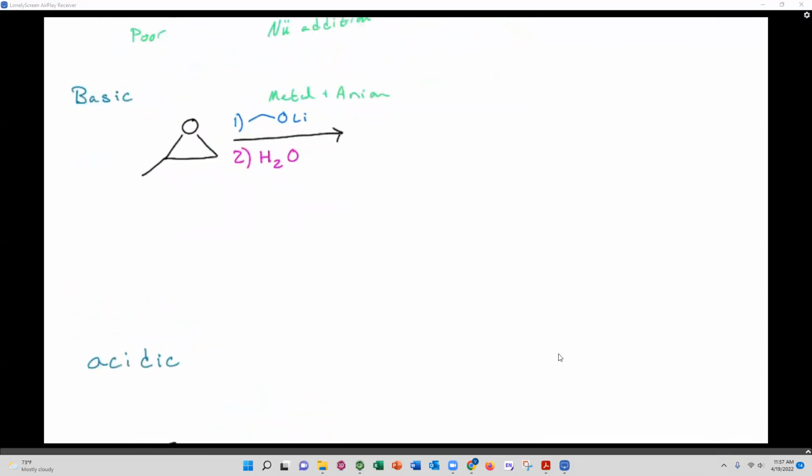Now, this is kind of new to us, right? Where we typically see the nucleophile above the arrow and then we see the solvent below the arrow. But now what we have here is a 1 and then a 2. And so this is a two-part reaction. We're going to assume that part 1 happens and then we add the water. In other words, we don't have this lithium ethoxide in solution with the water. We're going to let the lithium ethoxide attack the epoxide, and then we're going to do what's called a water workup.